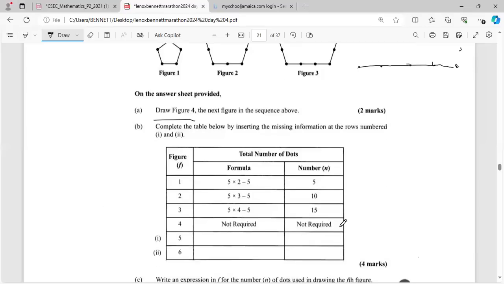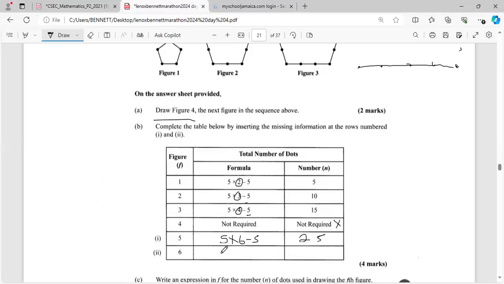Alright, this is not required. They ask for figure 5. So all you have to do is just follow the pattern, right? When it's 3, they have 4. When it's 2, they have 3. So now that it's 5, they go up by 1, it's like they add 1 to it. And of course, you have a constant 5. All of them are just minus 5. So 5 times 6 is 30. 30 minus 5 is 25.